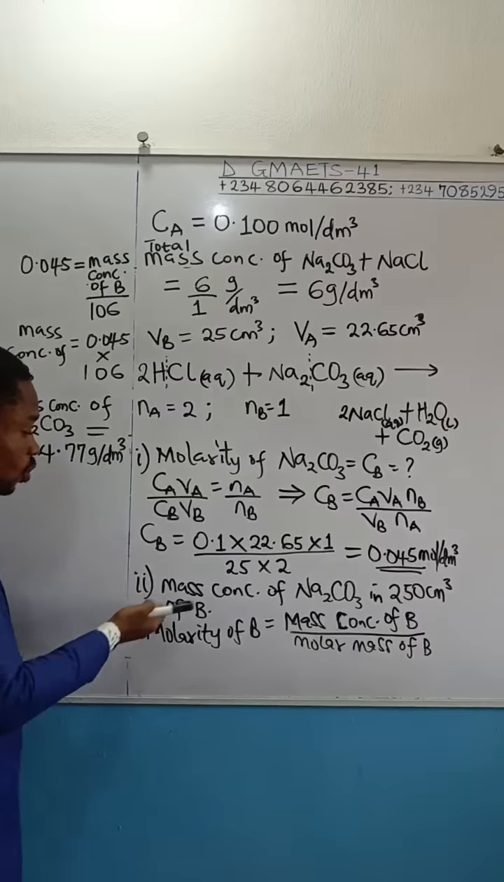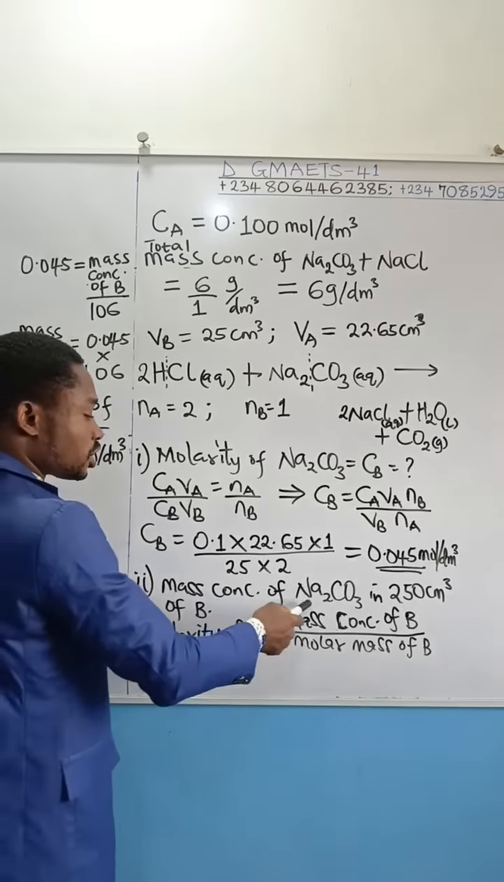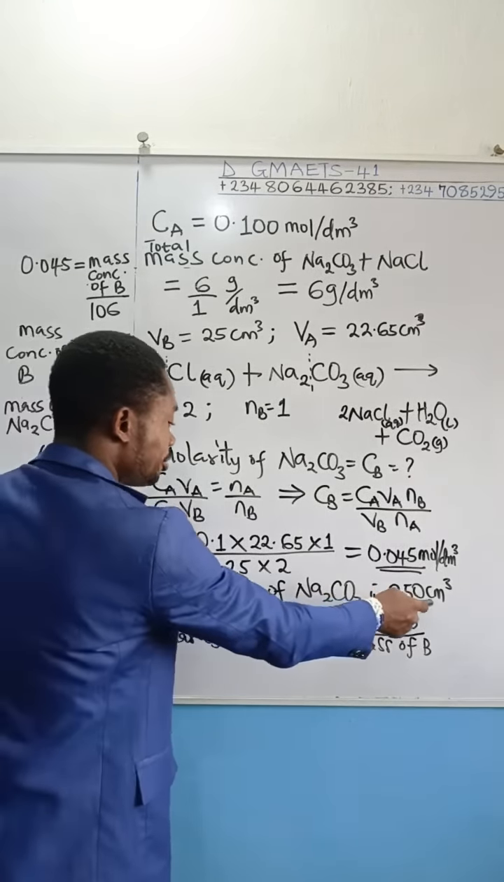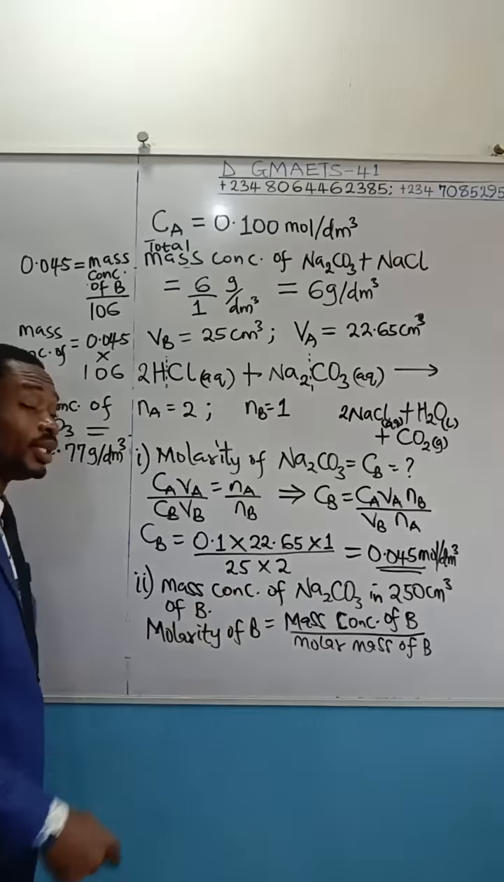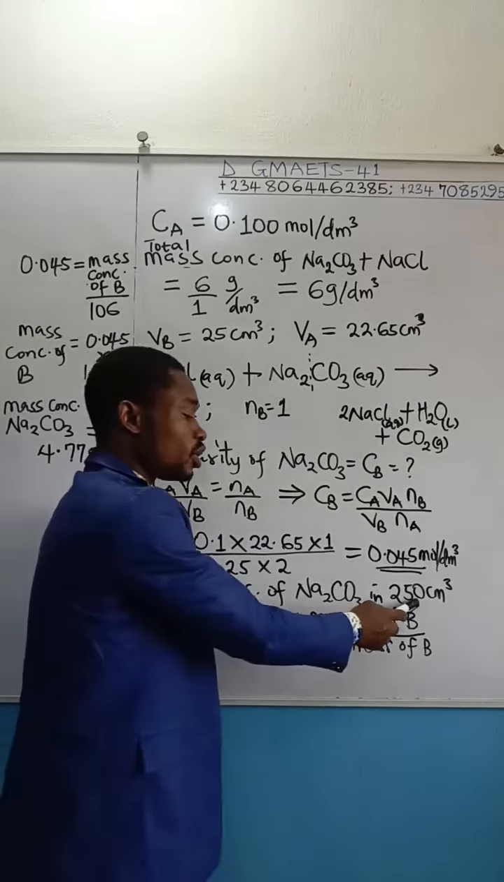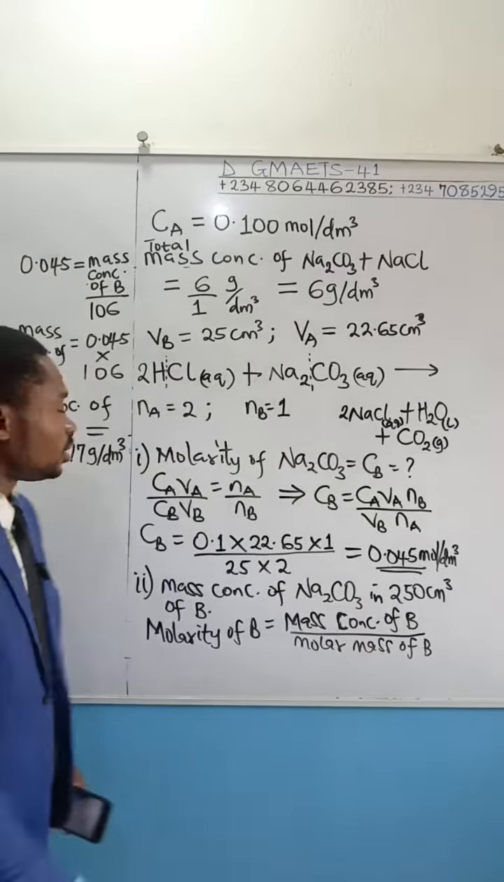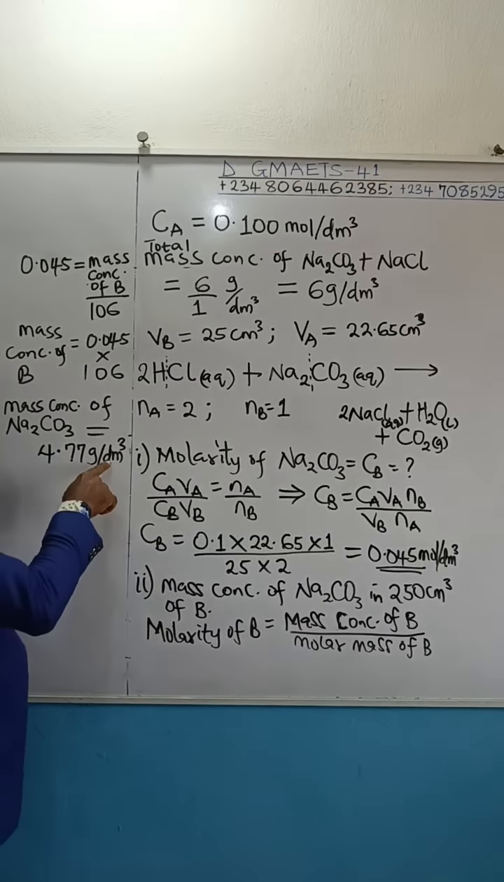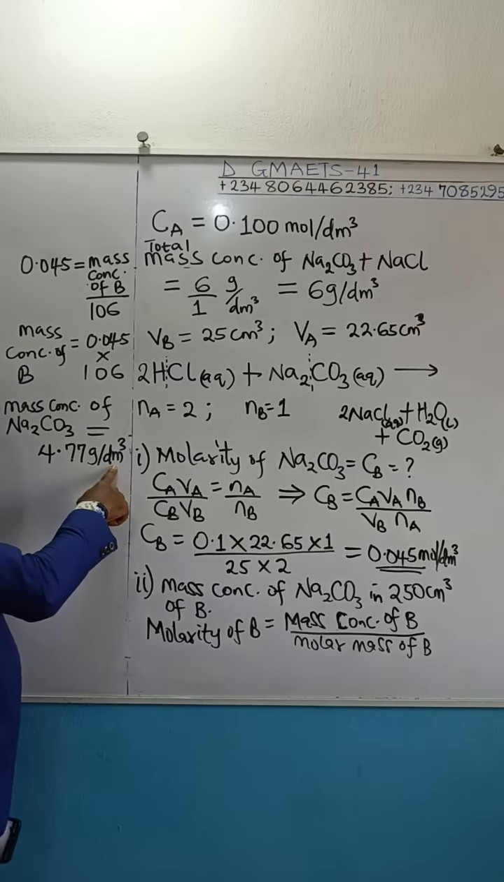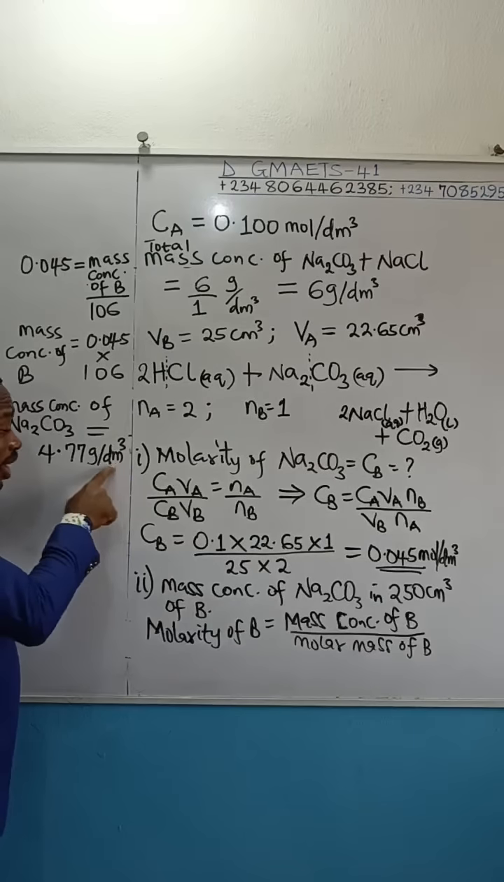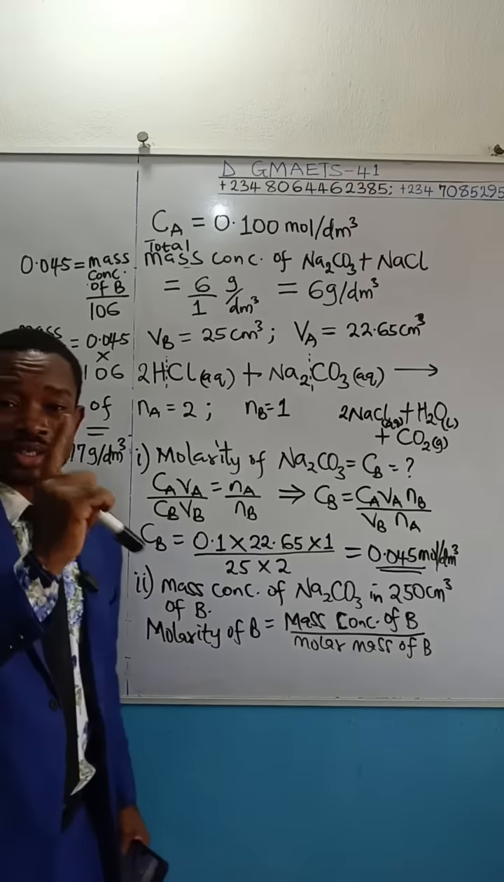But let's go back to our question here. We are to look for the mass concentration of sodium carbonate in 250 cm cube of B. In what cm cube? 250. But what we obtain here is in 1000 cm cube, because per 1 dm cube is equal to 1000 cm cube.